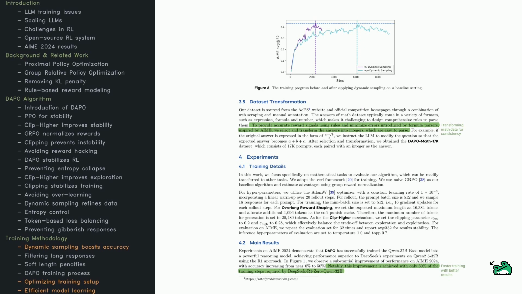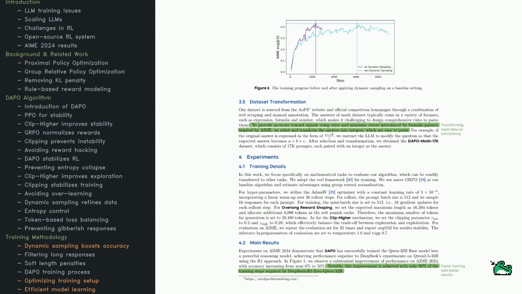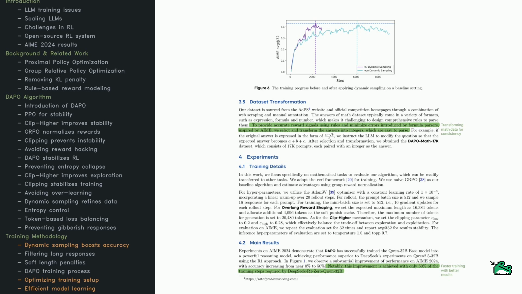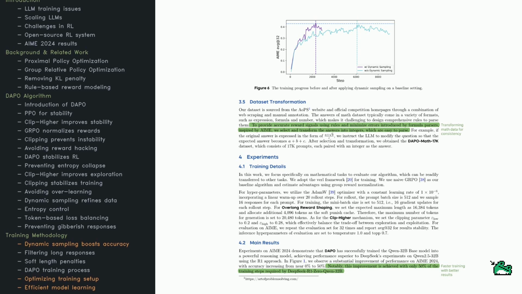Check out the results on AIME 2024: a 50% accuracy rate, beating earlier models like DeepSeek-R1-Zero-Qwen-32B. Best of all, this was achieved with only half the training steps. It's not just about hitting a good score, it's about doing it efficiently.